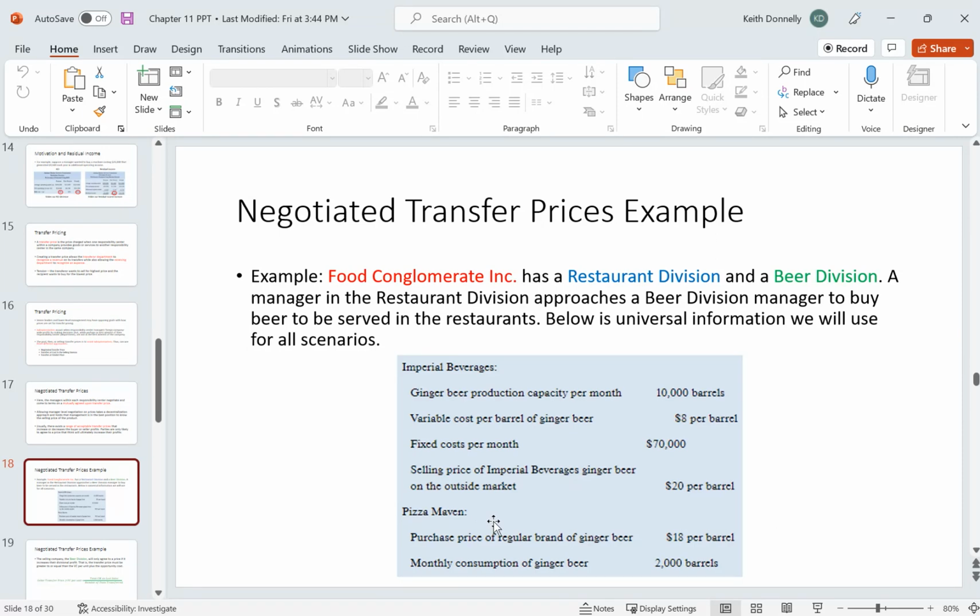And then with the restaurant division, they can purchase beer for $18 a barrel, and their monthly consumption is 2,000. So I just read that off. You can look at it. That's going to be the universal facts.